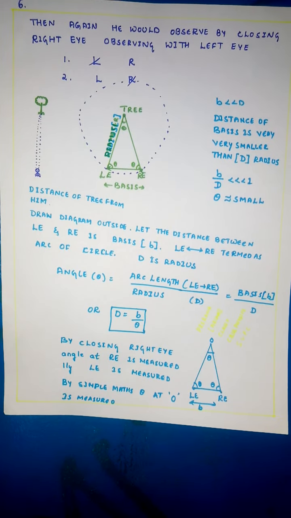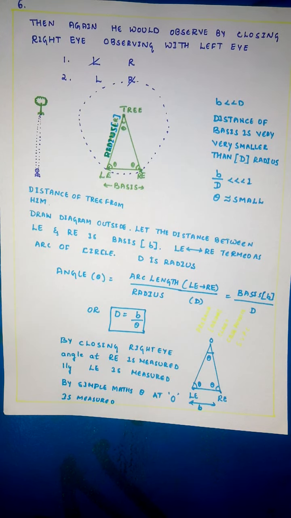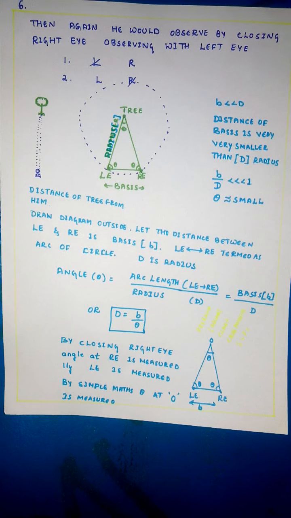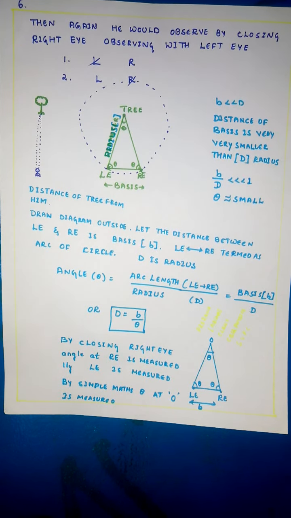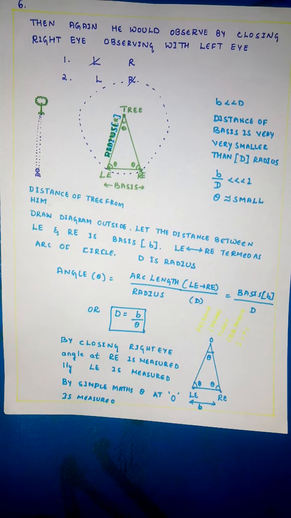So first he closed the left eye and observed with the right eye. Next he applied the parallax method, using the left eye to view it and closing the right eye. So here the boy is standing and this is the tree very far away from him, with two different positions, left eye and right eye.